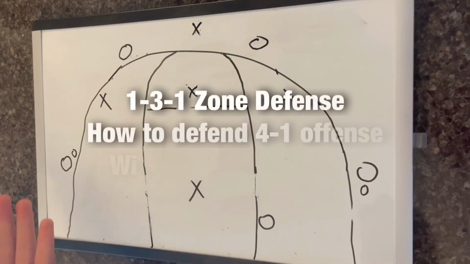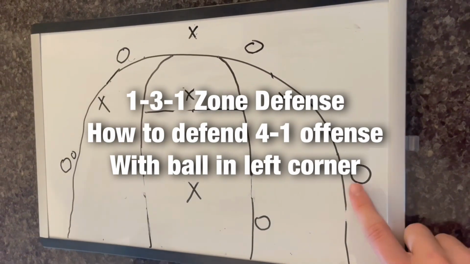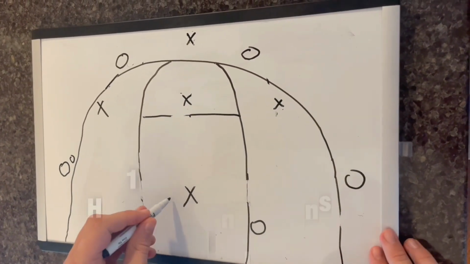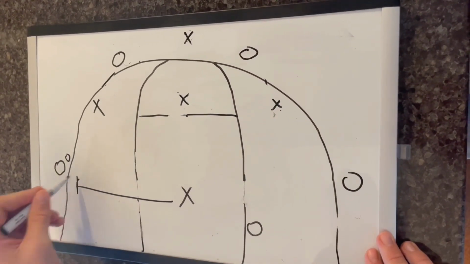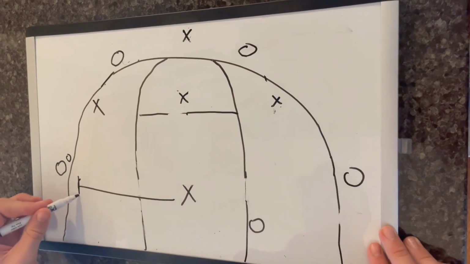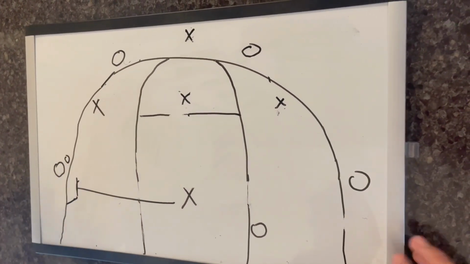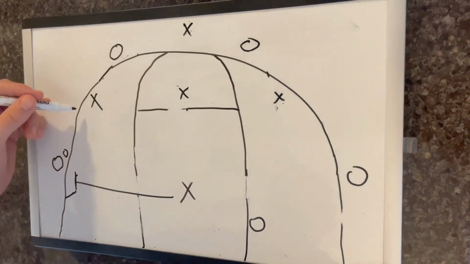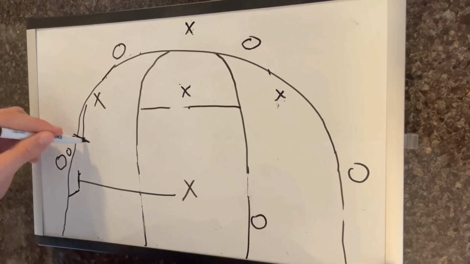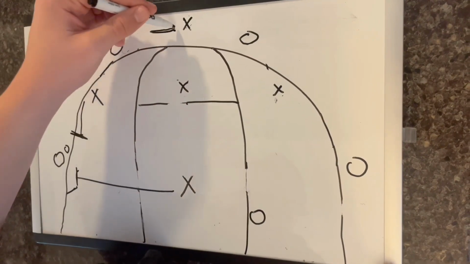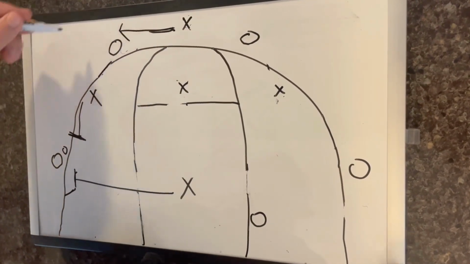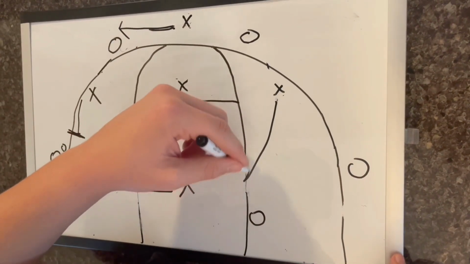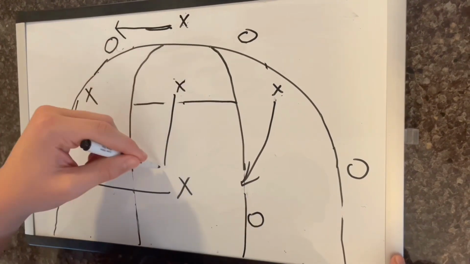Okay everyone, here's how you defend from the opposite corner that the ball is on. So again, the baseline guy is gonna run out. Again, he cannot let the offensive guy get the baseline against him. And then this wing is gonna come down and trap. And the top guy is gonna come over. And this guy's gonna drop there. And this guy's gonna drop there.